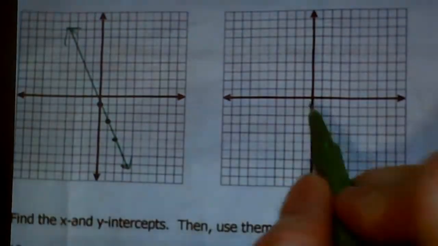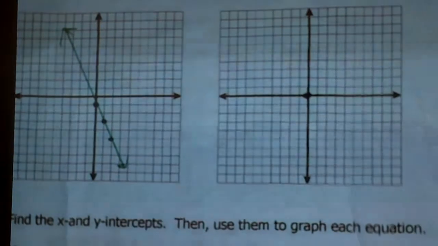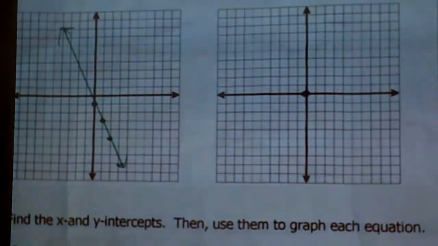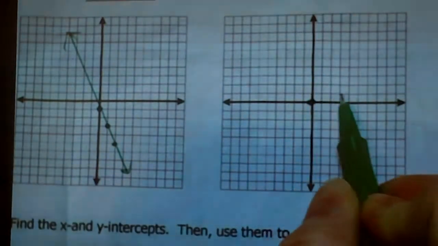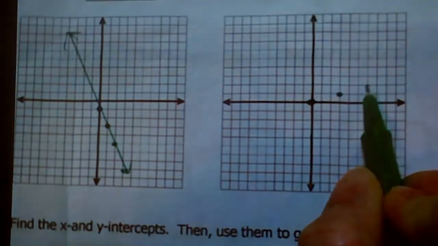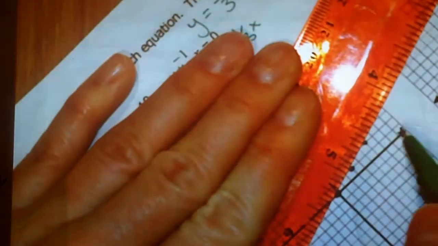So we'll start there and plot 0, 0 on the graph. And from there, our slope is 1/3. So that means up 1, right 3 from the y-intercept. Up 1, right 3. Or down 1, left 3. Whatever you want. Same thing. Connect those dots.